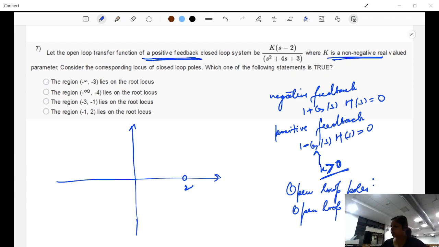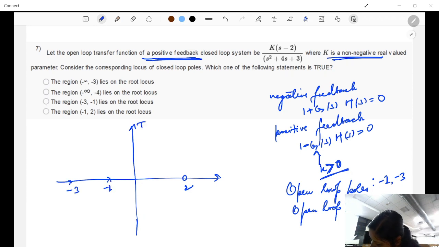This is very simple. Poles are -1 and -3, ma'am. Zeros are 2. Right, very good. So poles are at -1 and -3. What we're going to do is mark -1 here and -3 here. Okay, this is imaginary, this is real.